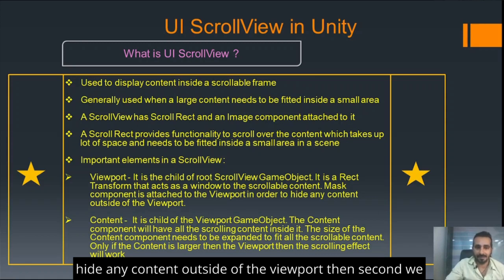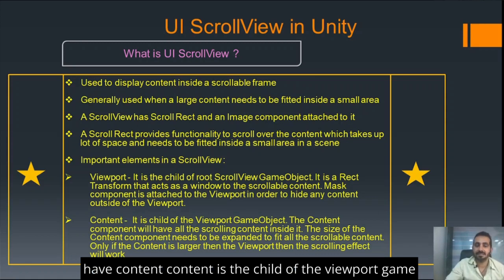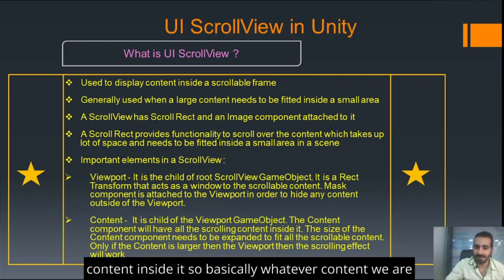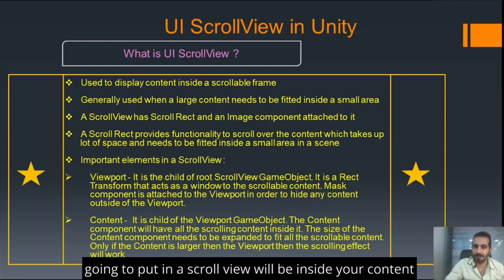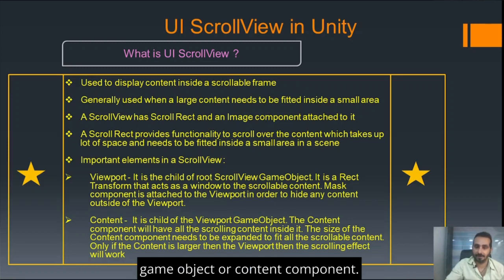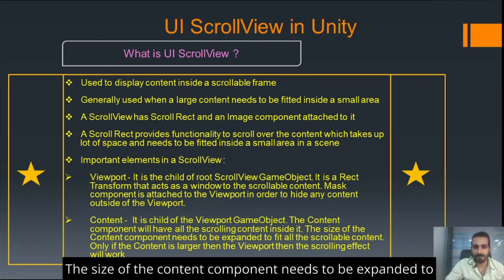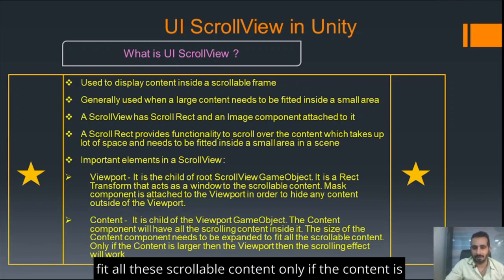Then second we have content. Content is the child of the viewport game object. The content component will have all the scrolling content inside it. So basically whatever content we are going to put in a scroll view will be inside your content game object or content component. The size of the content component needs to be expanded to fit all the scrollable content.